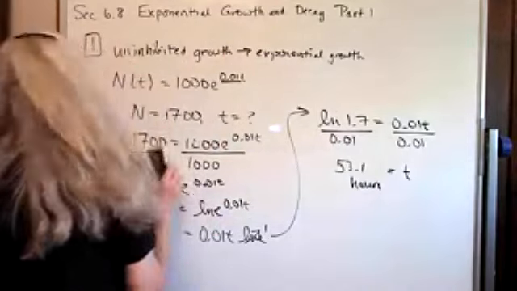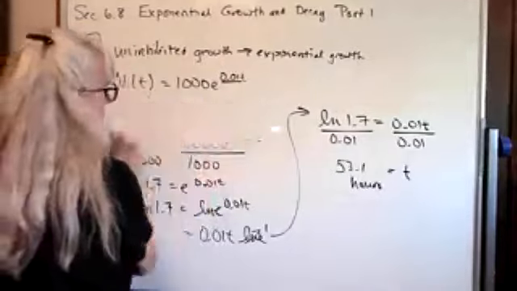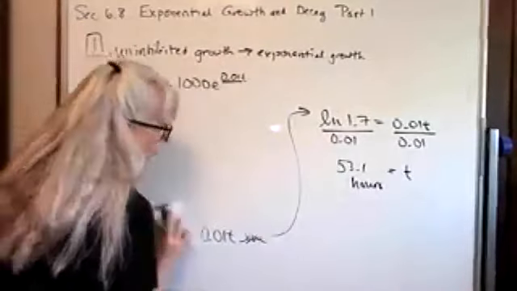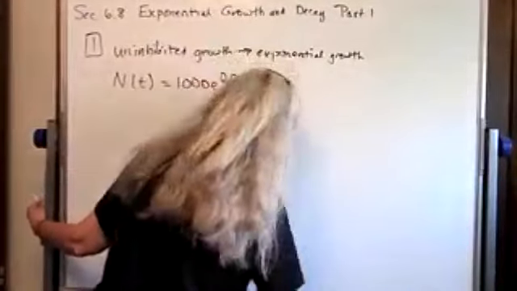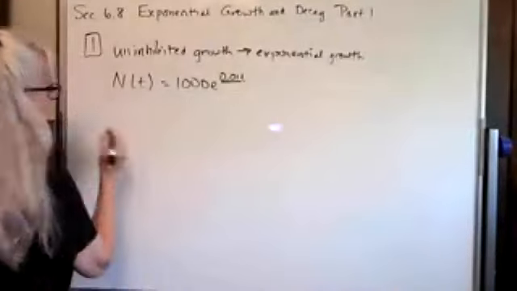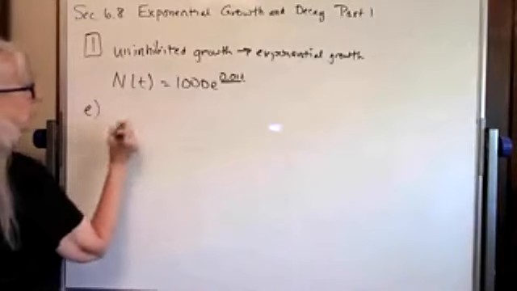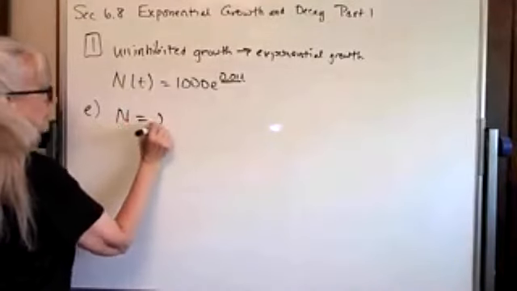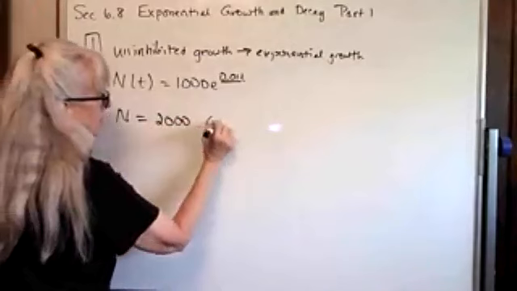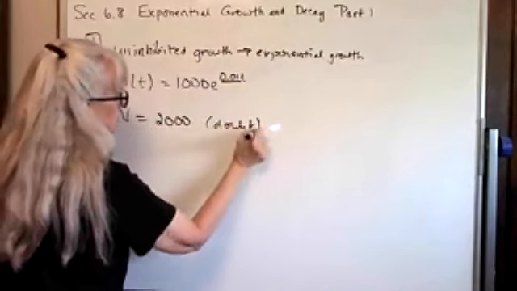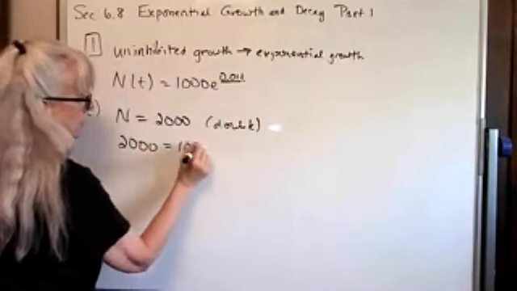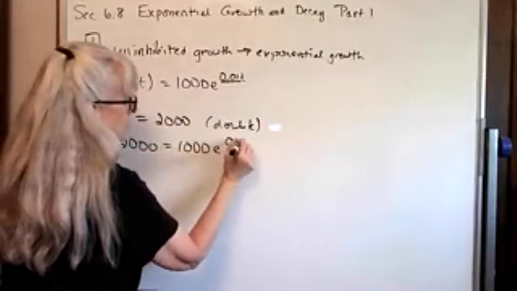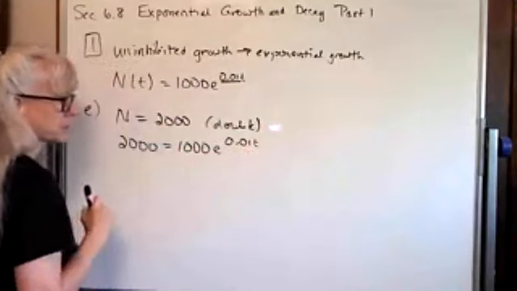And then finally, part E is asking when the population will double. So how long until it doubles? After doing all that work in the previous section, we know that if we started with 1,000, then N would be 2,000. That's the double. So same process we just did. 2,000 is equal to 1,000 e to the 0.01 t. And now we're going to solve it for t.